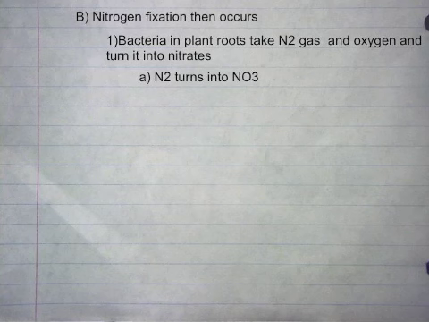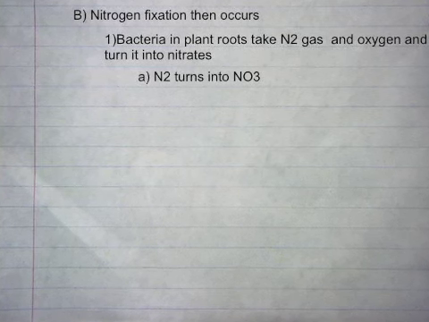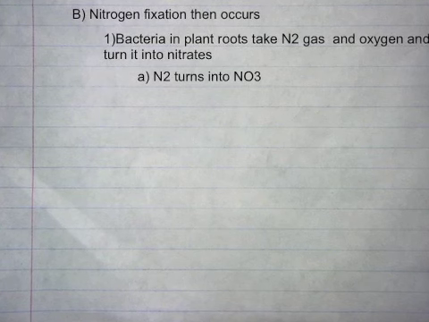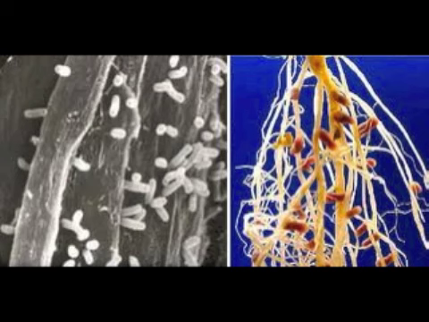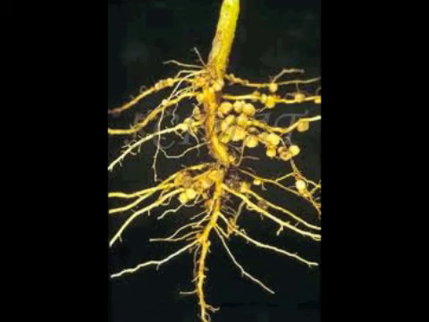Nitrogen fixation then occurs. Bacteria and plant roots take N2 gas and oxygen and turn it into nitrates. N2 turns into NO3. Nitrogen-fixing bacteria live in the roots of plants. You see them as little bumps on the roots. These take the unusable nitrogen gas and turn it into nitrates for the plants to use.